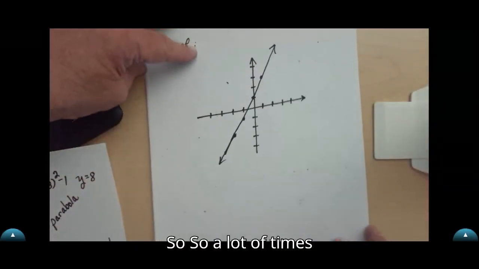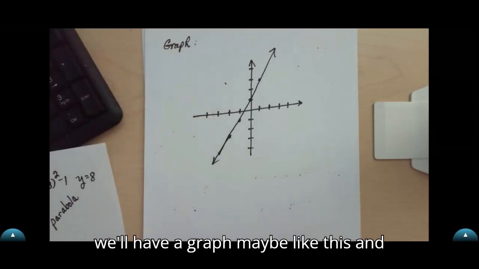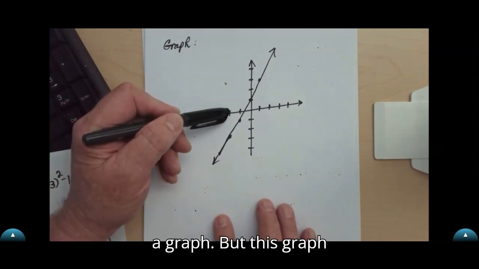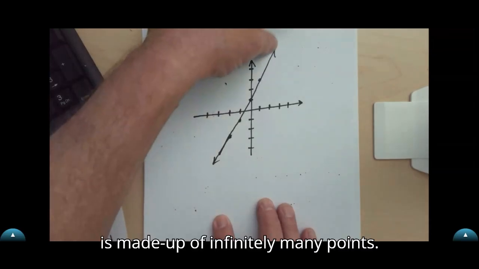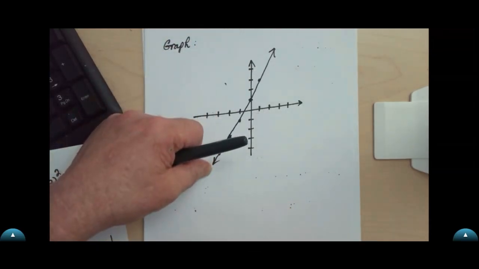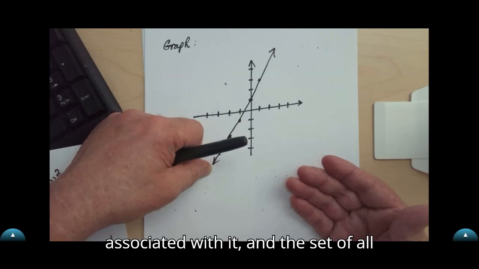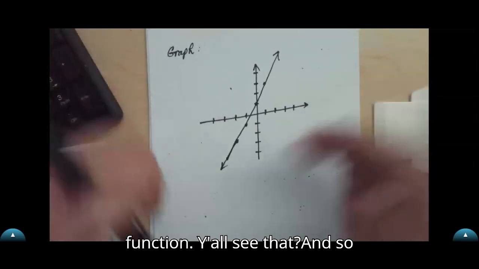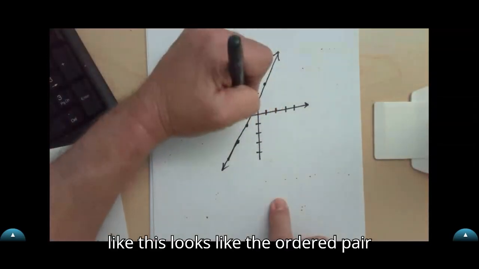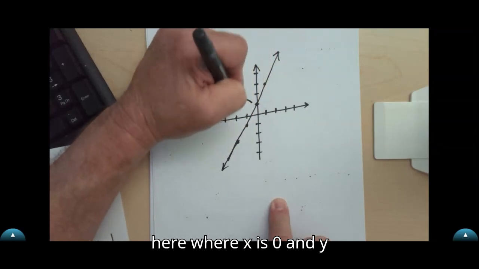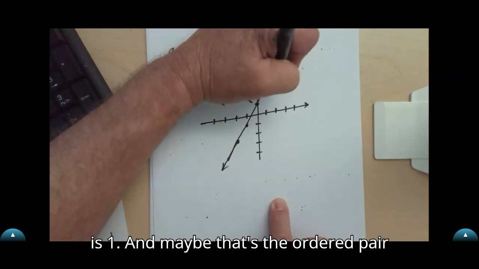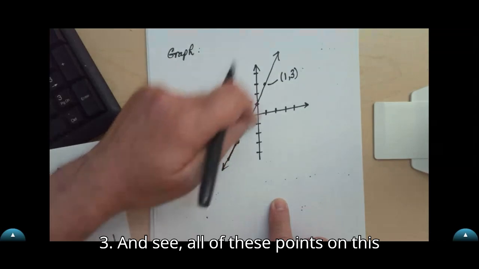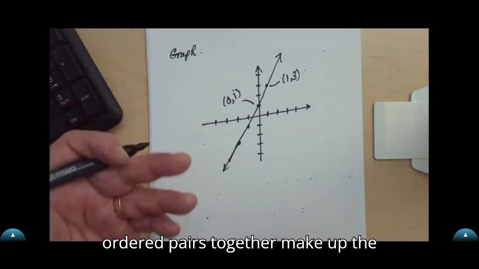A lot of times we'll have a graph maybe like this, and I might say, take a look at this function. Well, it's not a function, it's a graph. But this graph is made up of infinitely many points. Each of those points has an ordered pair associated with it, and the set of all those ordered pairs, that's actually the function. Y'all see that? This looks like the ordered pair where x is 0 and y is 1. And maybe that's the ordered pair where x is 1 and y is 3. All of these points on this graph are ordered pairs, and all those ordered pairs together make up the function.